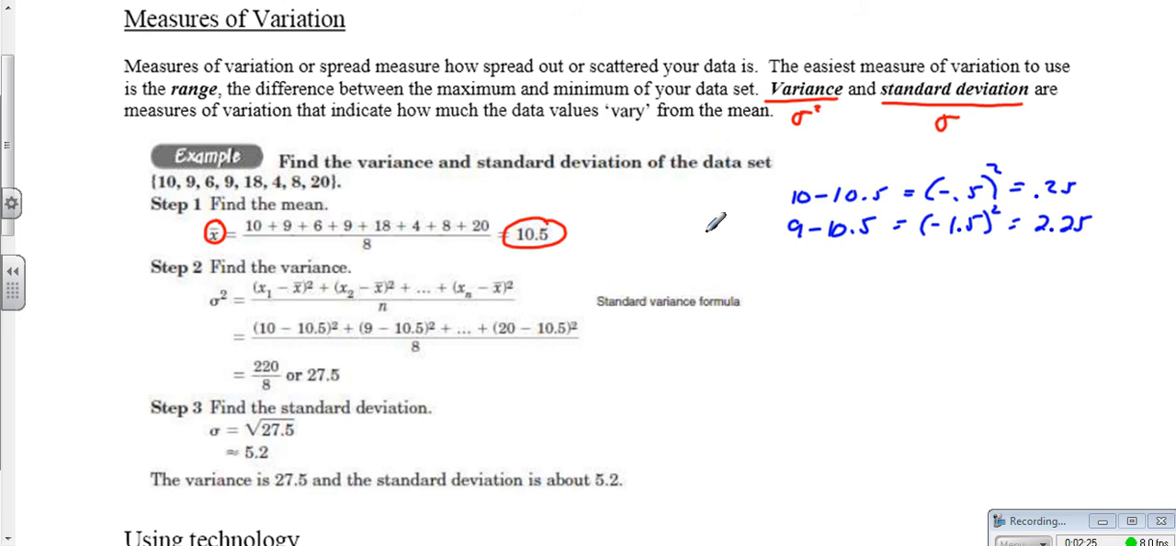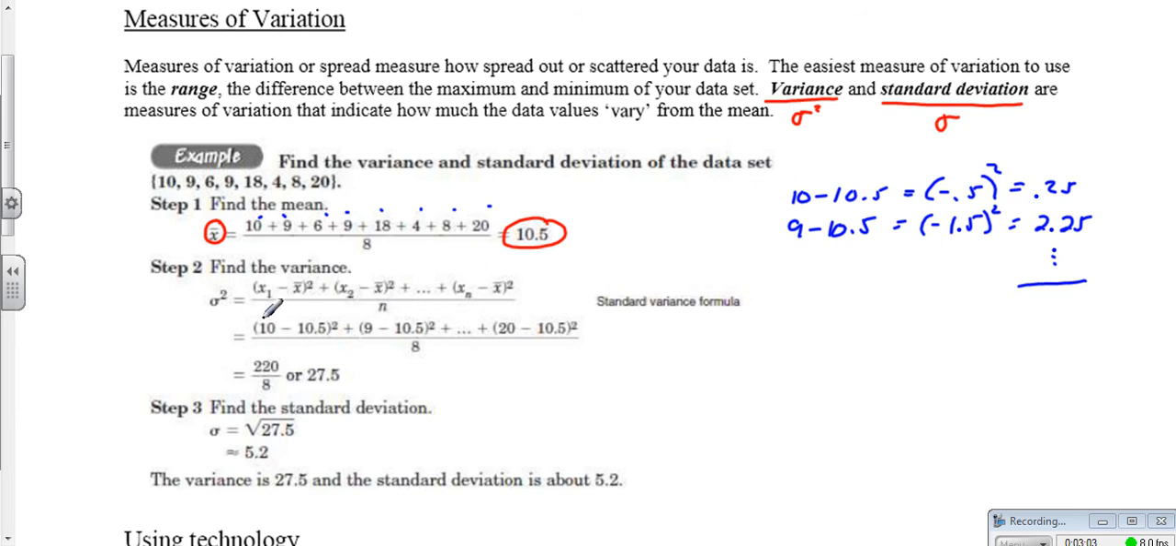And you do that with all the numbers: 10, 9, 6, 9, 18, 4, 8, and 20. And then you would add them up and get a total. And then that sum would be divided by how many terms you have. Again, 8. And that would give you what's called variance. So here's what they do: taking the term minus the average, squaring it, adding up all the differences after I square it, divide by 8 terms.